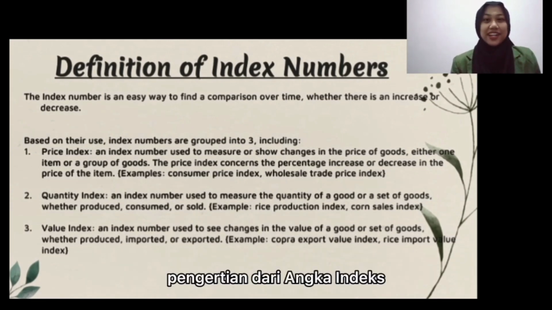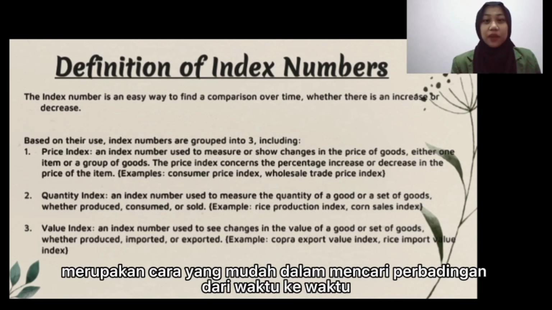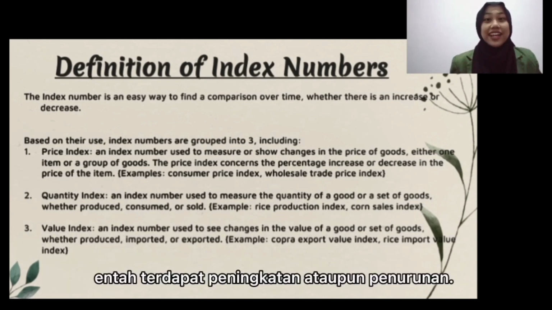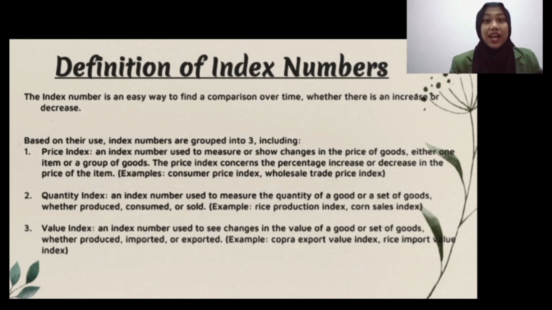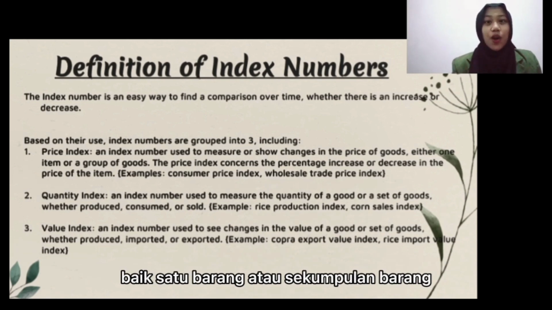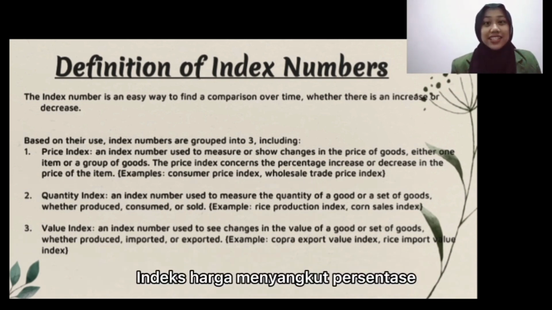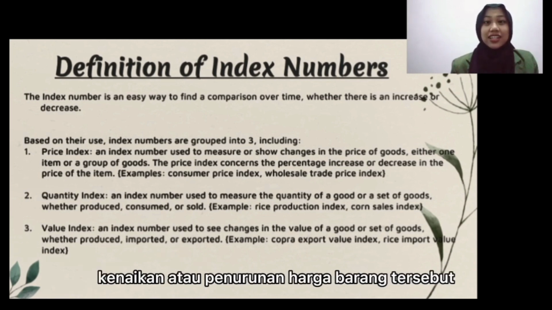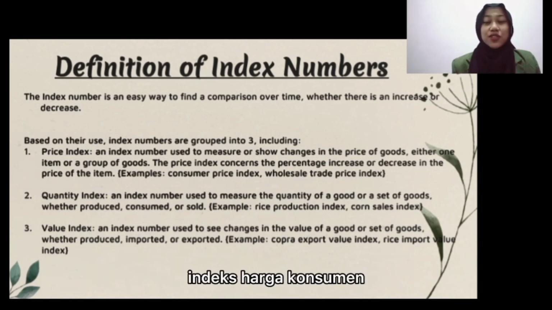Definition of index number. There is an easy way to find a comparison over time, whether there is increase or decrease. Based on their use, the index numbers are grouped into 3, including: Number 1. Price index. An index number used to measure or show change in the price of goods, either one item or a group of goods. The price index concerns the percentage increase or decrease in the price of the item. Example: consumer price index and wholesale trade price index.